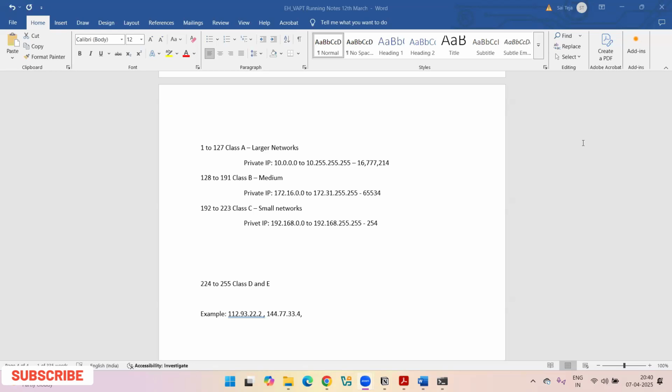So if it is a public IP address, of course, it will be reachable 99% of the time. But sometimes what happens is there might be a firewall or some specific rules which will not allow external traffic.